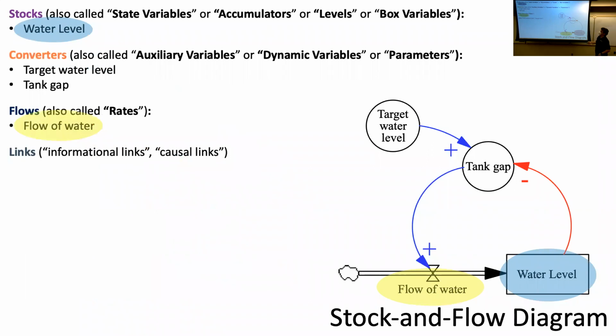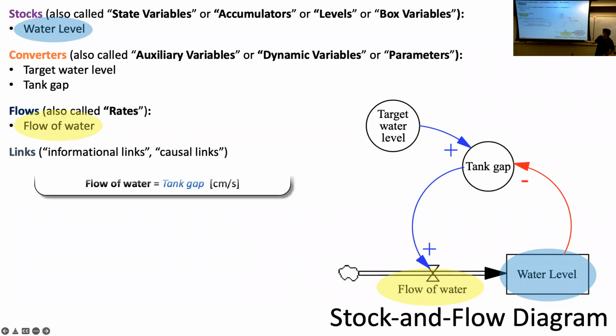So the critical variables here are, like I said, the stock, which is the water level. Stocks are things that are changing over time. We've got the flow, which is the thing that's causing the stocks to change. That's what they're called, flows, otherwise called rates. And then we've got these convenient things here just to clean up the diagrams: target water level and tank gap, which I've drawn here as these circles. And then the other things we have on here are all the things connecting those together, the links. So those are our informational links or causal links, which show how all these things are interrelated.